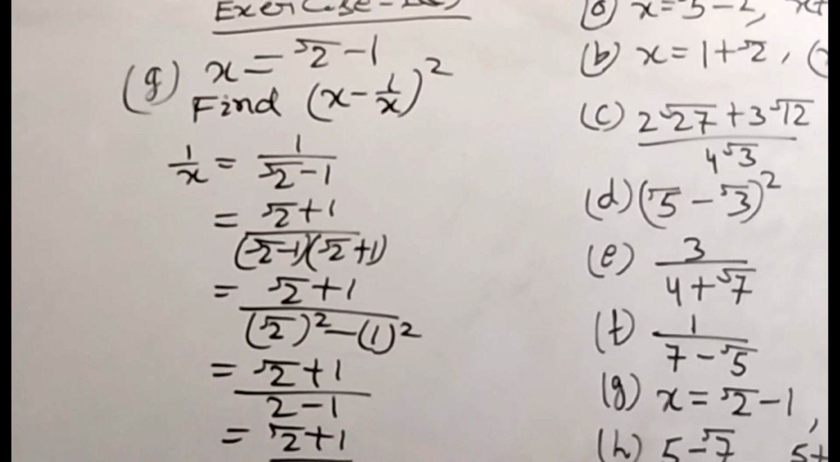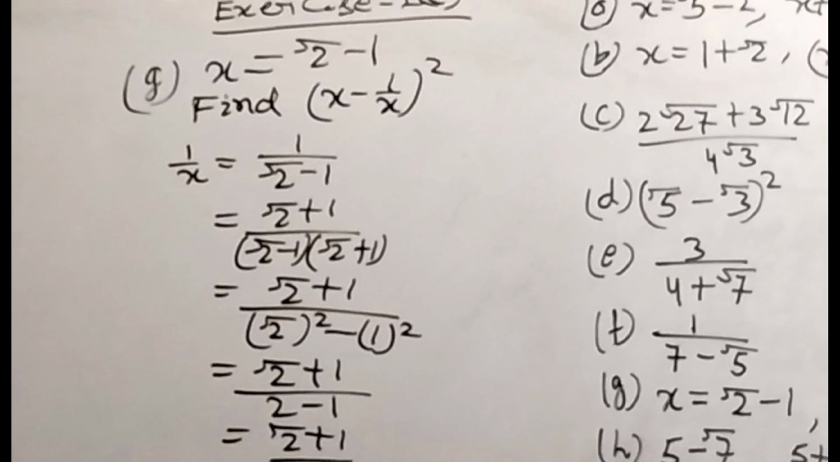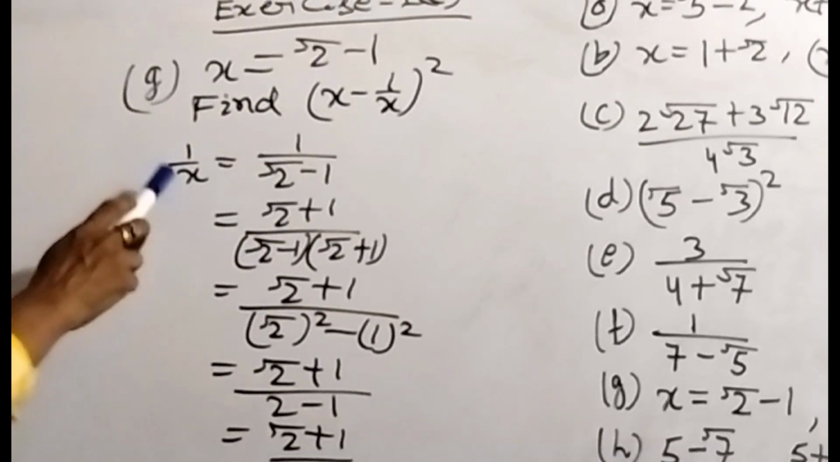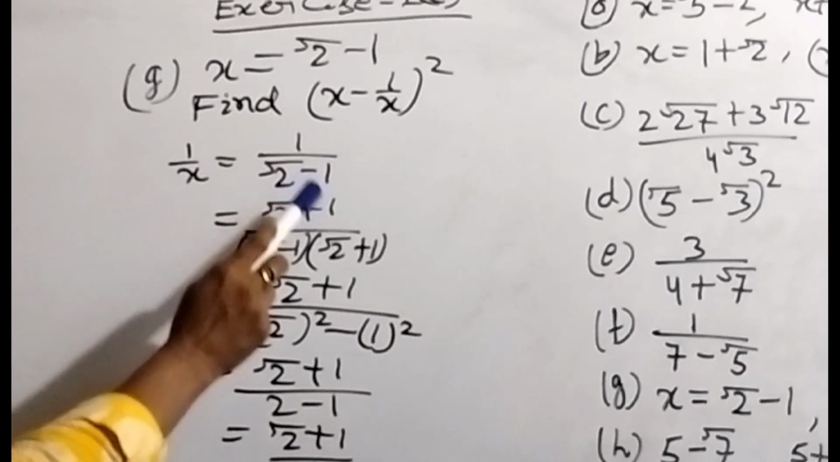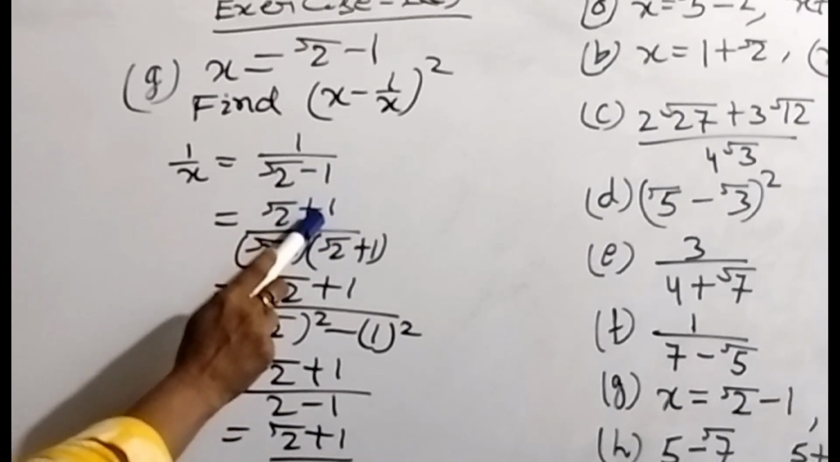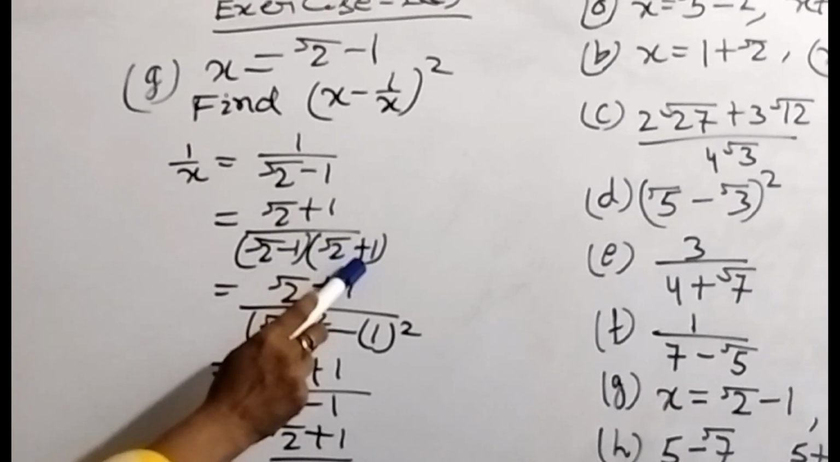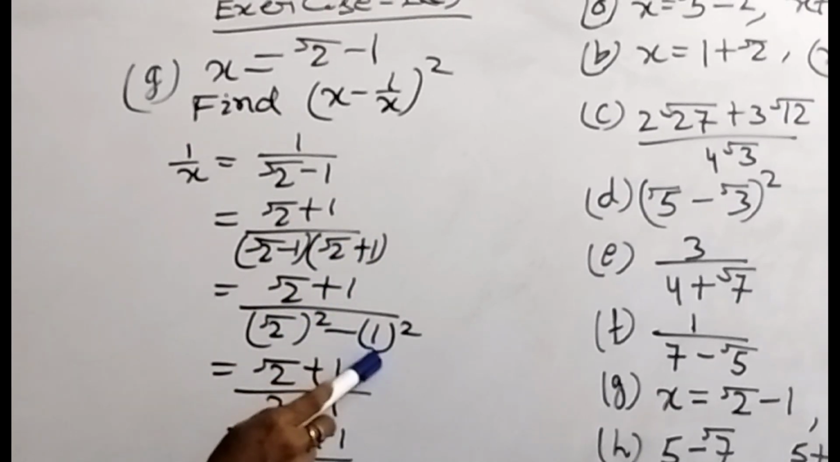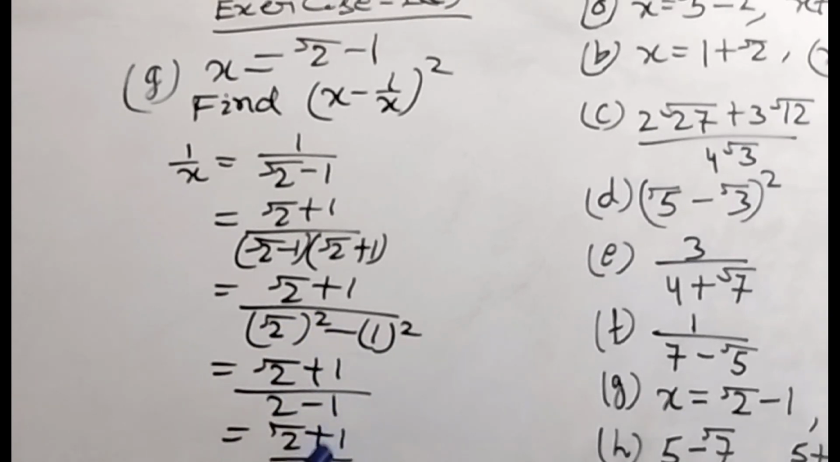Now question number G. x equals root 2 minus 1 is given. Find x minus 1 by x whole square. How can you find x minus 1 by x whole square? First find 1 by x. x equals root 2 minus 1, so 1 by x equals 1 by root 2 minus 1. You have to rationalize the denominator. To rationalize the denominator, multiply root 2 plus 1 in numerator and denominator. This is a minus b into a plus b form, so this is a square minus b square, that is root 2 square minus 1 square. Root 2 square is 2, 2 minus 1 is 1. So this is root 2 plus 1 only.